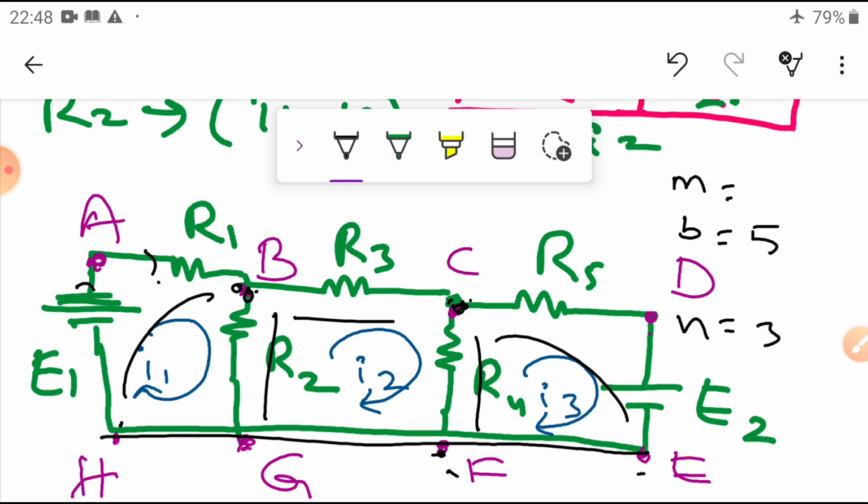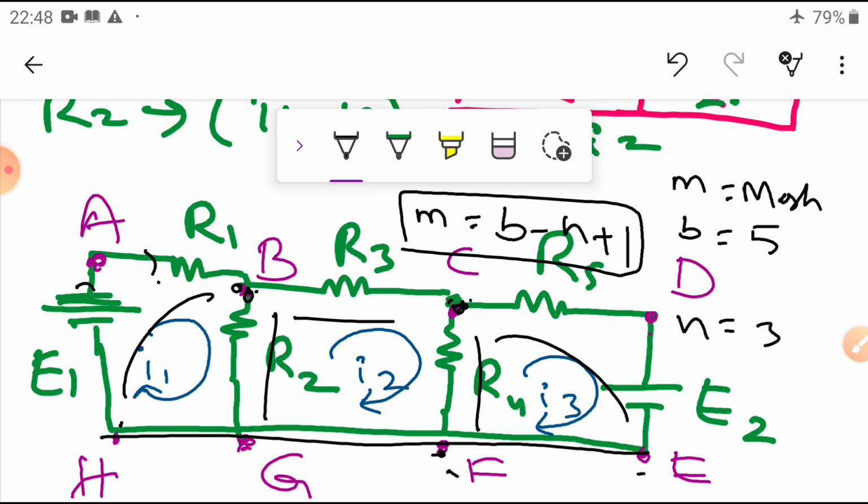So the number of nodes N is equal to 3. Now what is the formula? The number of meshes or loops, M, is equal to branches minus nodes plus 1. This is a formula you have to remember. So the number of meshes in a given circuit is found from the number of branches and the number of active nodes, plus 1. So B is equal to 5, minus N, which is 3, plus 1. So 6 minus 3 is equal to 3. M is equal to 3. That means we get 3 meshes in the circuit.